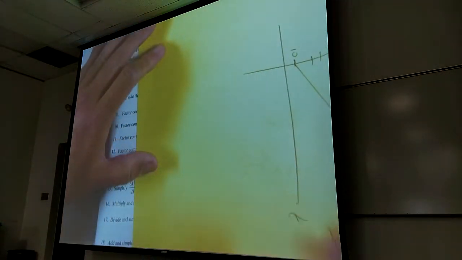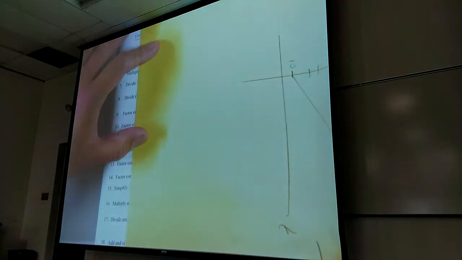Ooh, the bright yellow paper. Yeah. So, that is kind of bright.